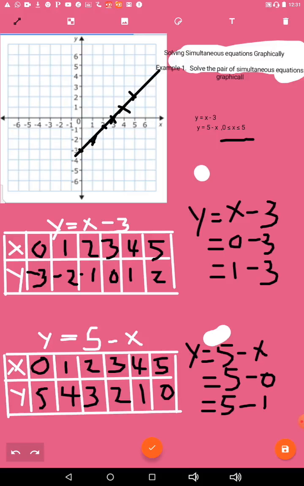Alright, next table. When x is 0, y is 5, so we're going up 5. So we're not moving on the x, but we're moving 5 on the y. So we're going up 5 on the y-axis. Then when x is 1, y is 4. So 1 to the right and 4 upwards.